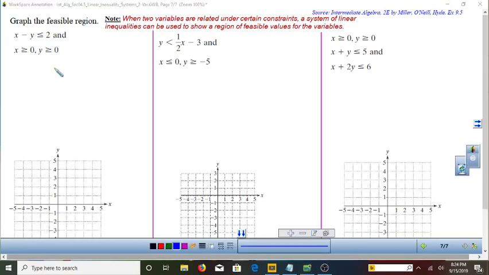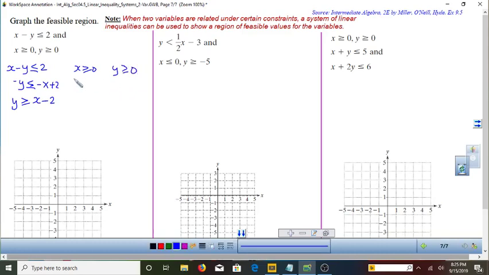So let's start off with this one here. Basically, we're going to be graphing 3 lines and seeing what region all inequalities overlap. First line, x minus y less than or equal to 2. Solving, we get negative y is less than or equal to negative x plus 2. So y is greater than or equal to x minus 2. And then the other regions are x is greater than or equal to 0, and y is greater than or equal to 0.